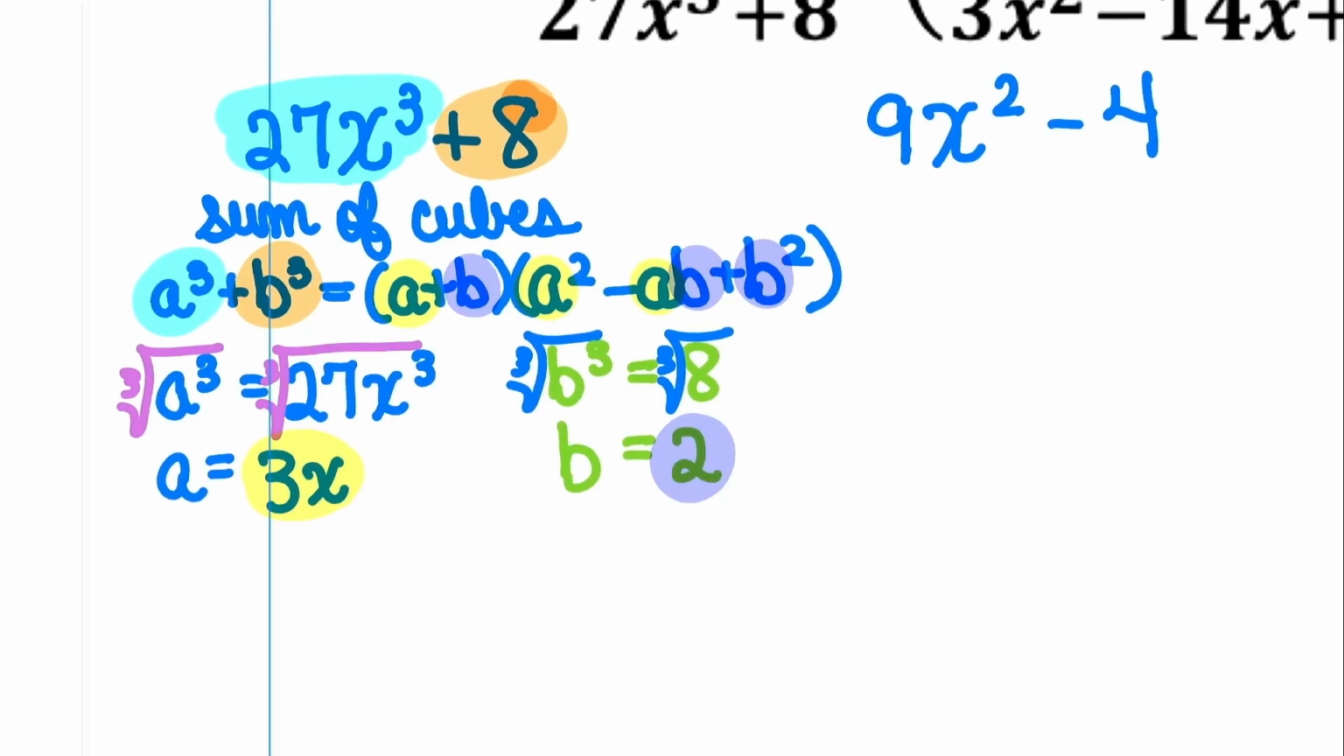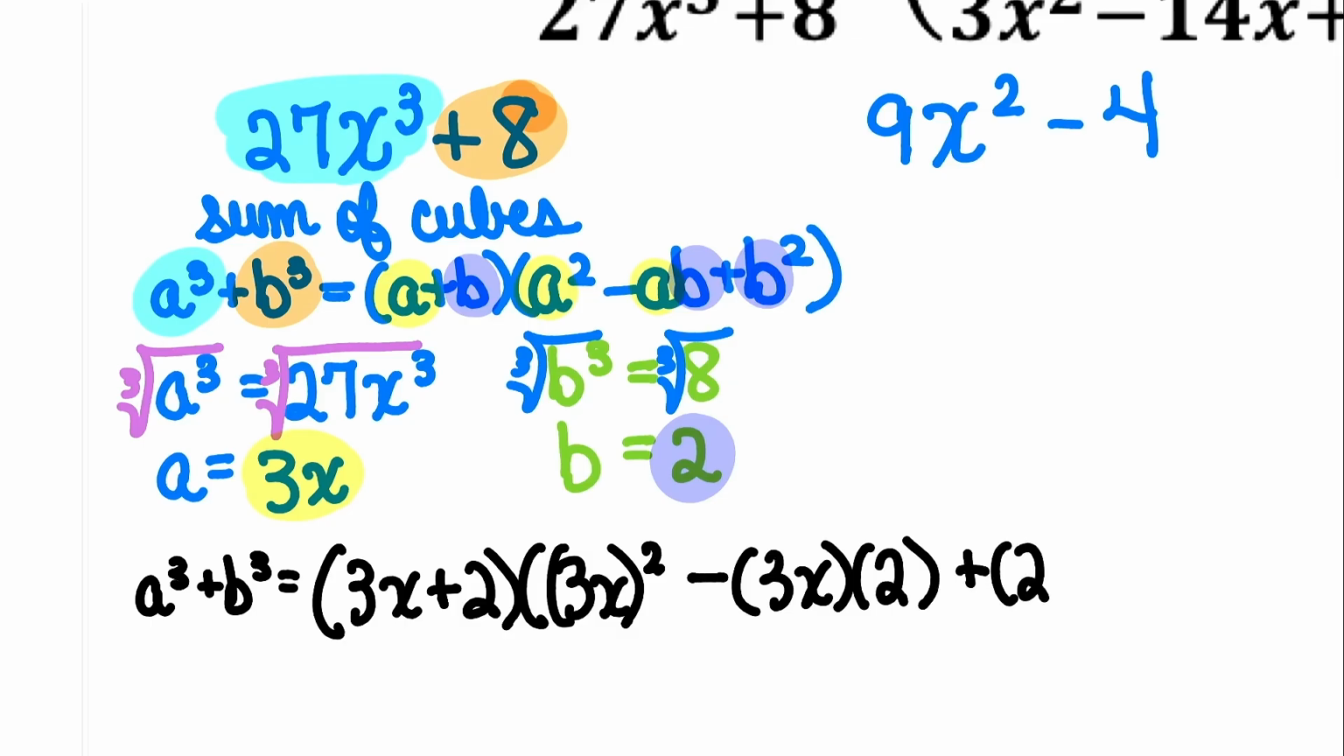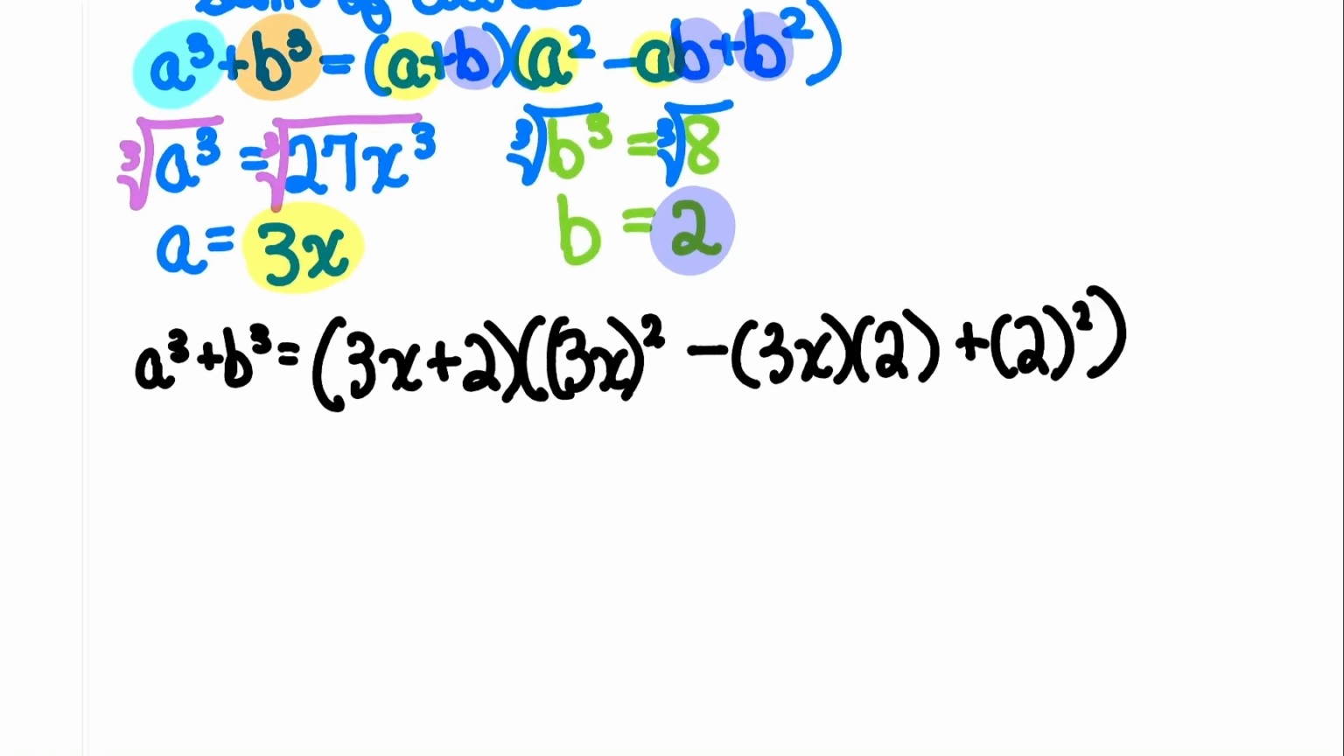Now that we've established that, let's go ahead and rewrite this. So this is going to be, we're going to replace a with 3x, and we're going to replace our b with 2. You'll notice that I put parentheses around every term I plugged in. I did that on purpose because sometimes we have negative numbers, and it's definitely helpful to keep them separated. Let's go ahead and simplify inside of the parentheses.